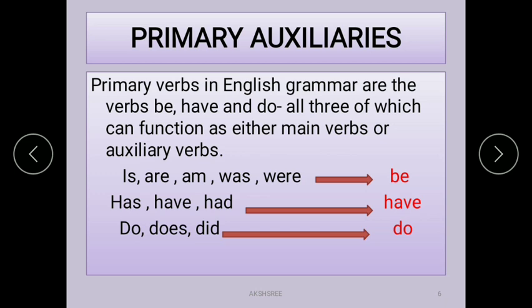There are three main primary verbs in English grammar, that is be, have and do. All other primary auxiliaries take shape from these three main forms. And what is the purpose of primary auxiliaries? They act either as a main verb or as a supporting or auxiliary verb. Here: is, are, am, was, were, these five are the forms of be. Has, have, had are the forms of have, and do, does, did are the forms of do.